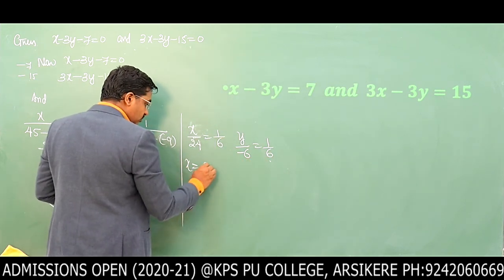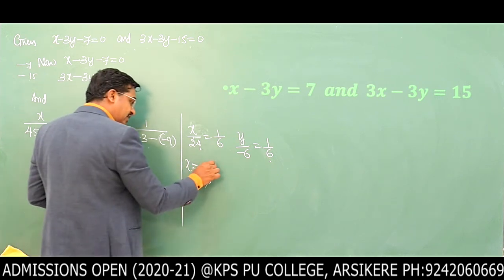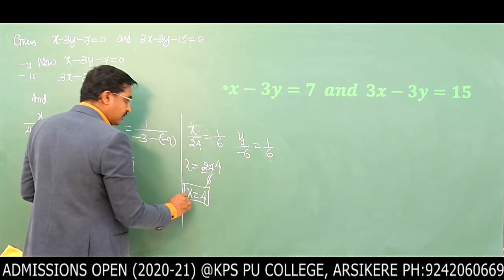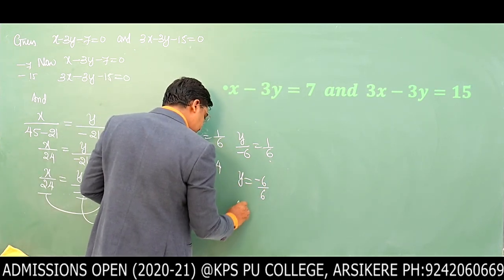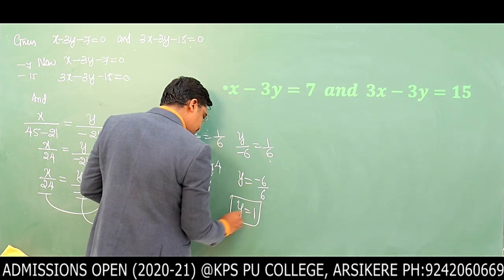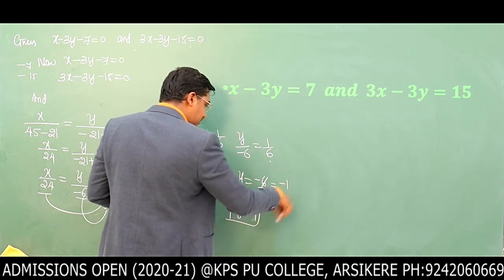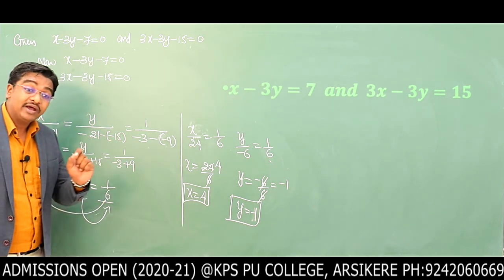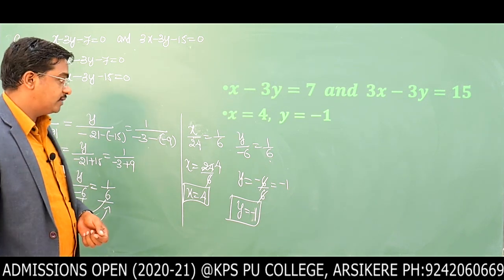X is equal to 24 divided by 6. 6 ones are 6, 4 is very good, 4 gets cancelled. What is the x value here? 4. And y is equal to minus 6 divided by 6. Y is equal to minus 1, because 6 ones are 6 get cancelled, here minus 1. The value of x is here 4 and the value of y is here minus 1. Understood, children? These are the values of x and y.